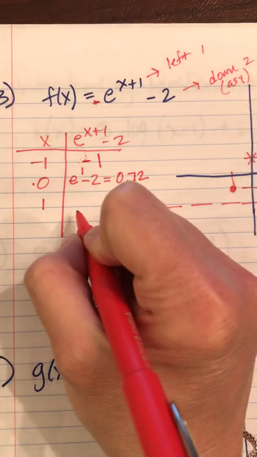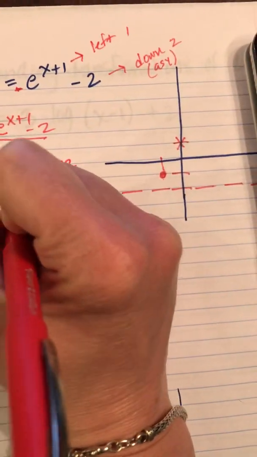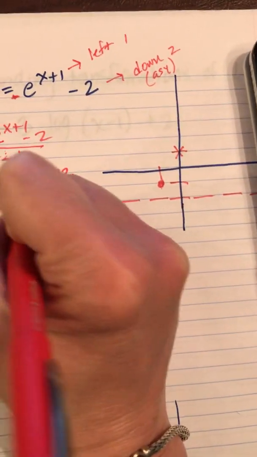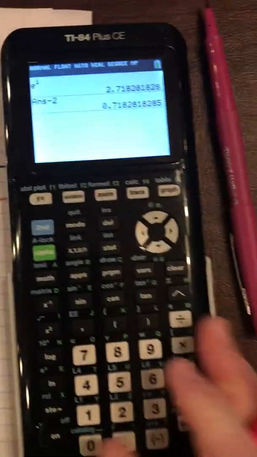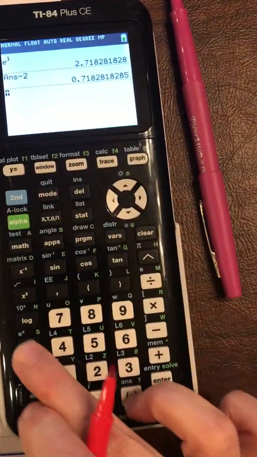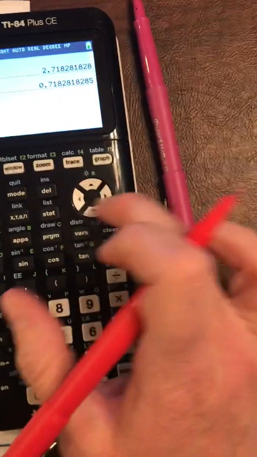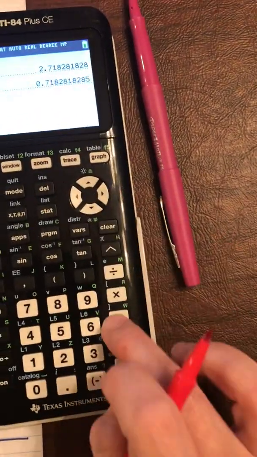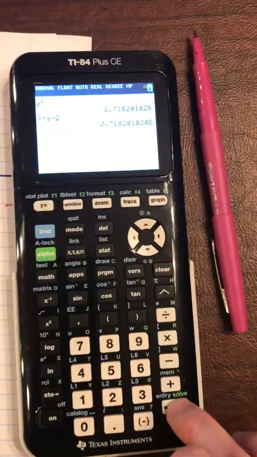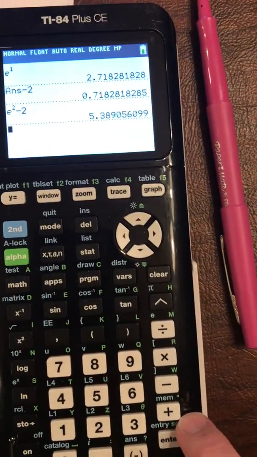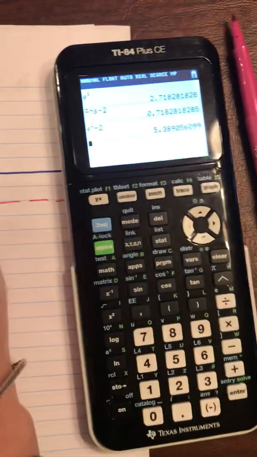Next, I'm going to do the same thing, but I'm going to plug in 1. So I'm going to get e to the 1 plus 1, which is e to the second power minus 2. Again, I'm going to go to my calculator, e to the second power, and then minus 2, and I get 5.39, roughly.